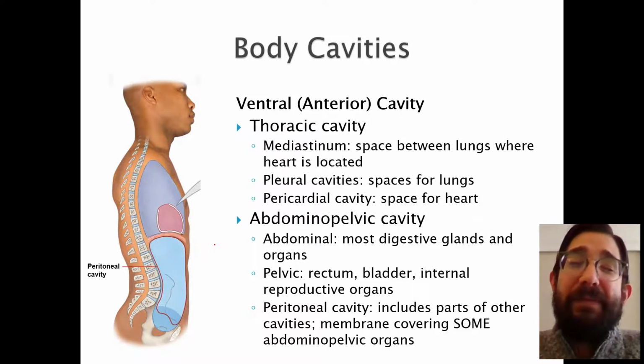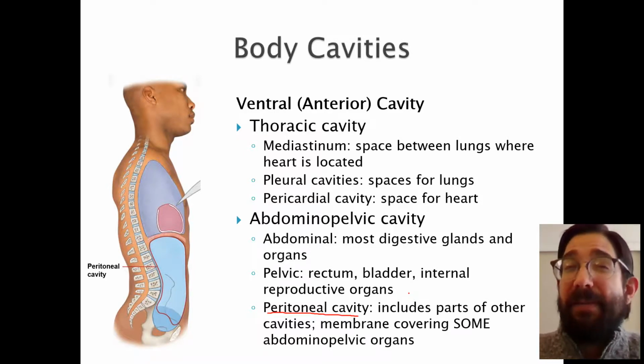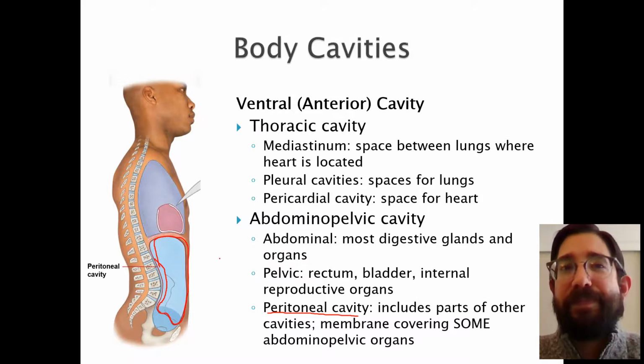There is one kind of unique thing about the abdominal pelvic cavity, which is that there is this thing called the peritoneal cavity. Only some organs are embedded within this cavity. And in our diagram, you can see that it's just the abdominal region, and part of the pelvic region is wrapped up in a membrane called the peritoneal membrane. So this is kind of strange. If you sit on that for a minute, we're going to come back to it.